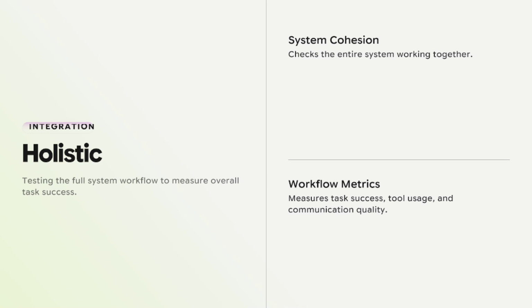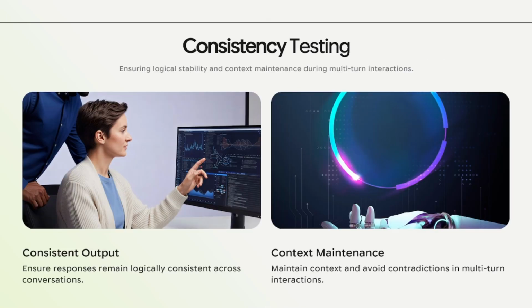Holistic integration: testing the full system workflow to measure overall task success. Make sure you implement test system cohesion. That is, check the entire system is working together. Check whether all the agents are working together with the coordinator or the orchestrator agent. Check whether they are working together with all the harnessing, the security layer, the governance layer, the database tools and agent-to-agent protocols. Check that they are all working together. Workflow metrics: measure task success, tool usage, and communication quality as well.